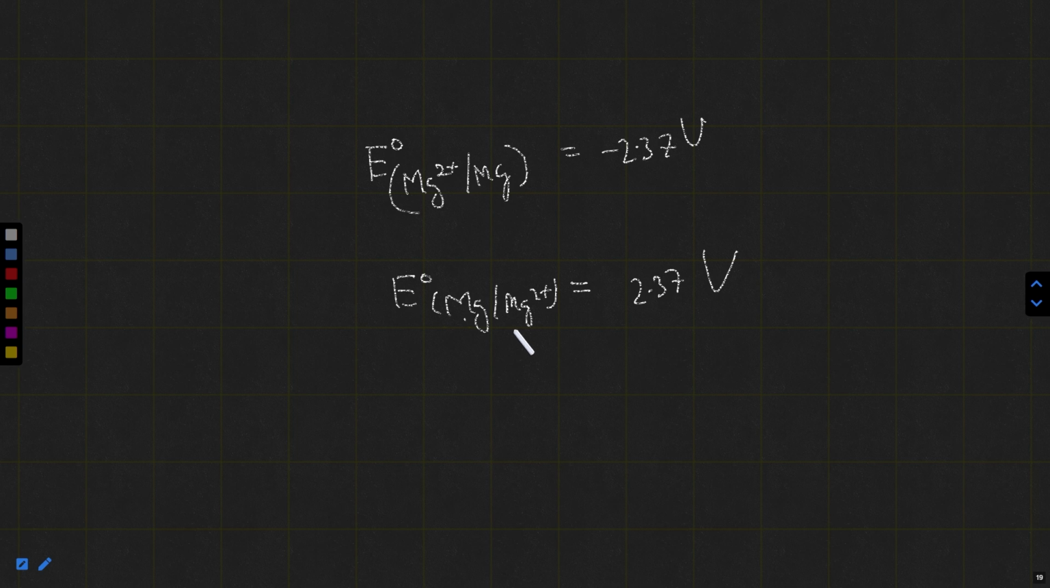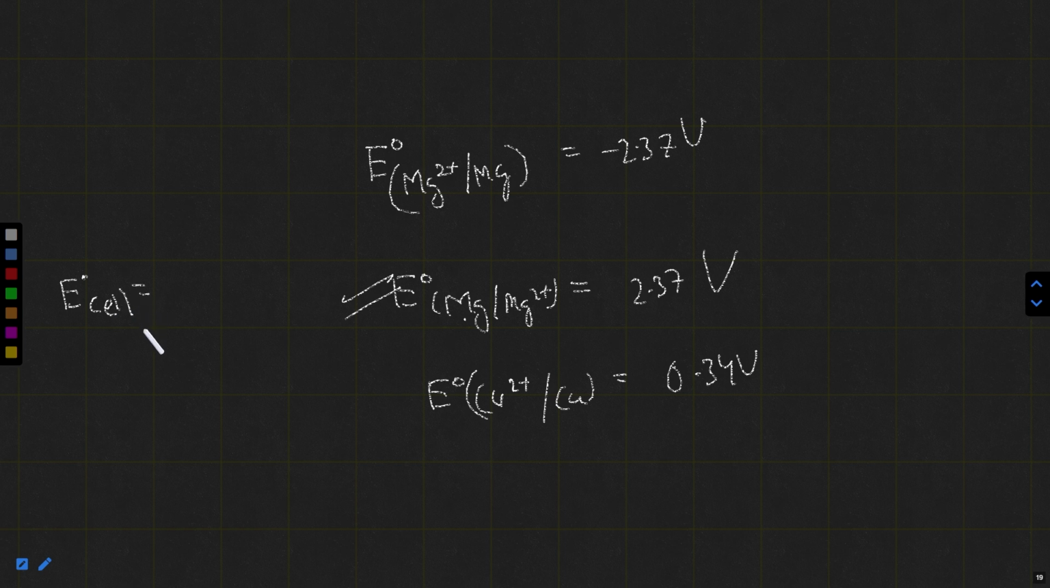So which value do we need? Of course, we need this value. The second species is Cu2 plus to Cu. So that value is given as 0.34. The reduction value is given as Cu2 plus to Cu, that is 0.34. Now, what will be the E0 cell value? Just add the potentials, right? The one which is getting oxidized, add the oxidation potential of that with the one which is getting reduced, the reduction potential of that.